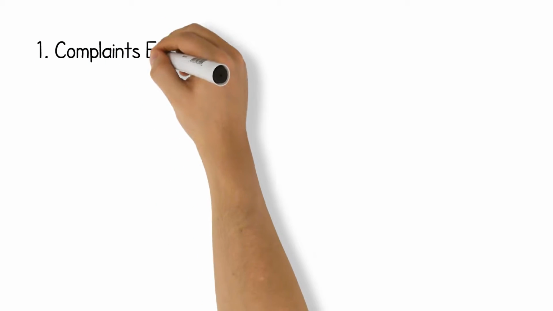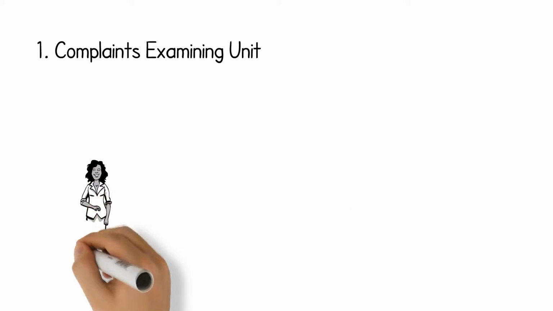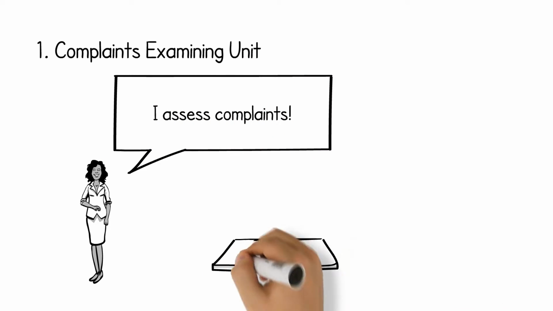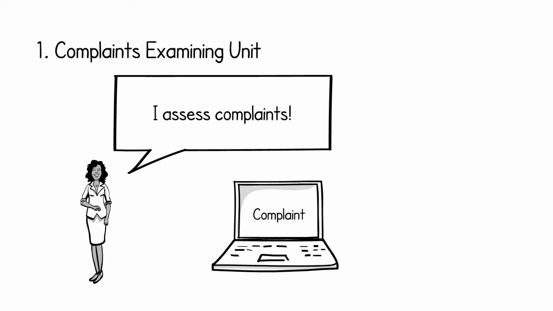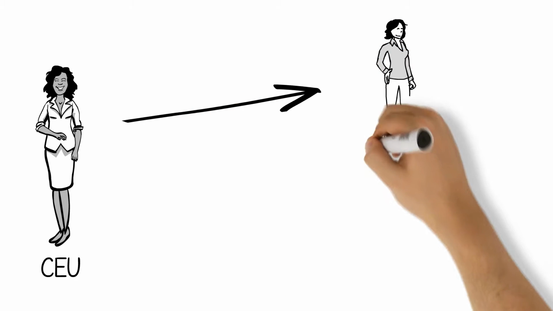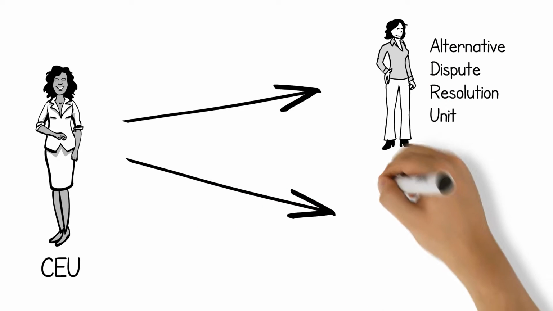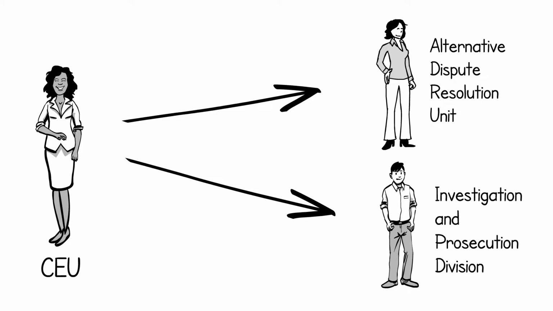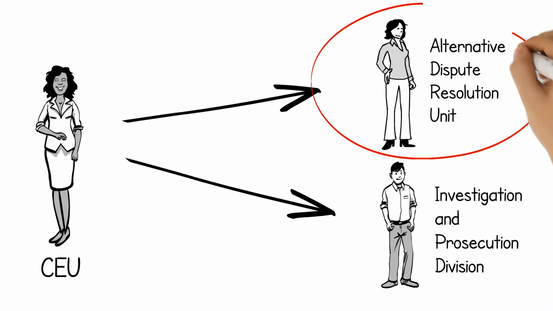There are 3 different divisions of OSC that are going to be relevant to you. First is the Complaints Examining Unit, or CEU for short. This is where complaints come when they first enter OSC. CEU does a preliminary assessment of the allegations in the complaint to determine whether a violation of law may have occurred, and then forwards the case on to either the Alternative Dispute Resolution Unit or the Investigation and Prosecution Division for further review. The Alternative Dispute Resolution Unit, or the ADR unit, is where mediations take place.